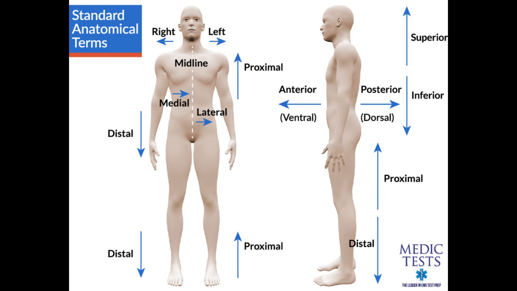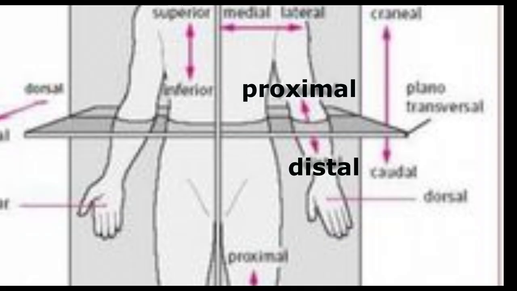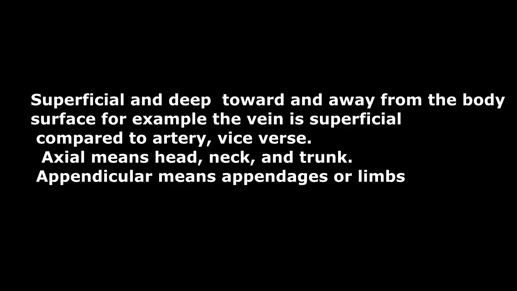Medial, lateral, and intermediate, toward the midline, away from the midline, and between a more medial and lateral structure. For example, the upper arm is lateral to the breast. Proximal and distal, closer to and farther from the origin of the body part. For example, the phalanges are distal to the carpals, and vice versa.